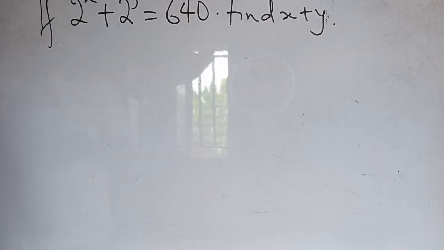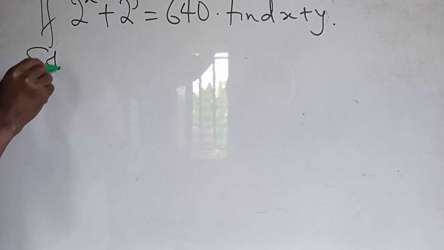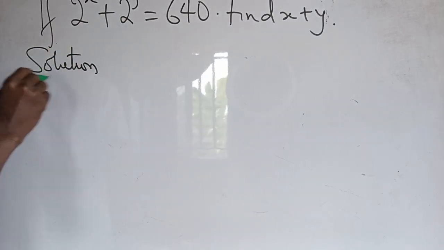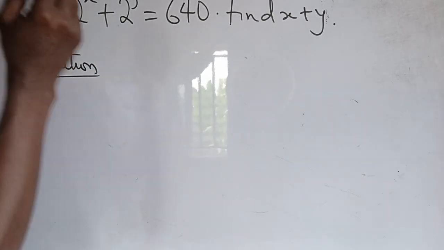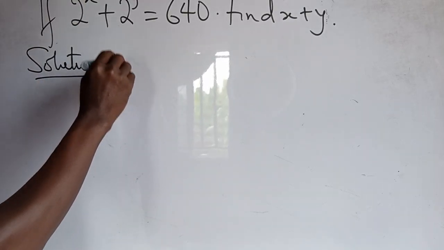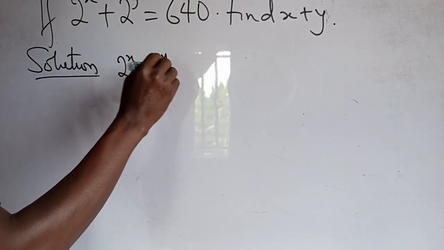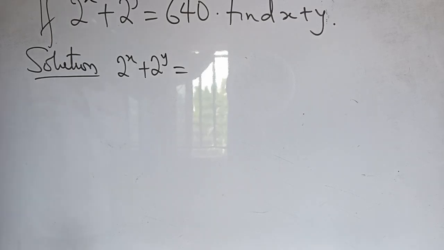Now, we want to solve another exponential equation. How do we solve this? Let's look at this exponential equation. We have 2 raised by x plus 2 raised by y is equal to 640.